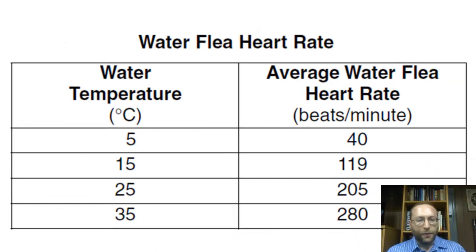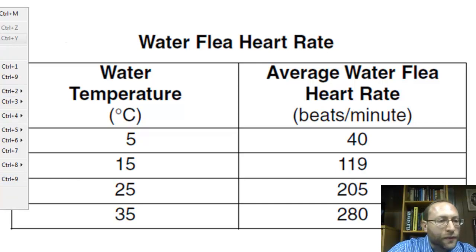The results of the investigation are summarized in the data table. And here's the data table. As you can tell, we have 2 different variables. One variable is water temperature, and the other variable is average water flea heart rate. Even though it's microscopic, it's an animal, it has a heart. And we are going to have to graph all of these things. Now, let me just get out the eraser.